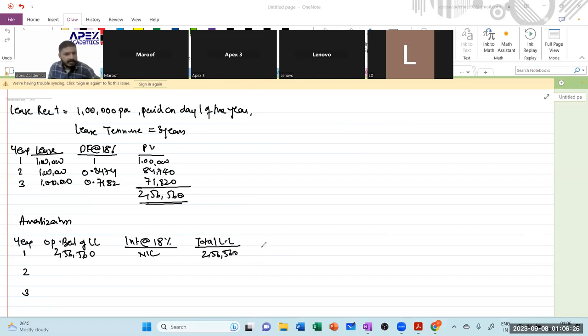Total lease liability. Then installment: principal, interest, 1 lakh. Outstanding principal. Principal 1 lakh. Interest nil. Outstanding principal 256,560 minus 1 lakh, 156,560. Perfect.